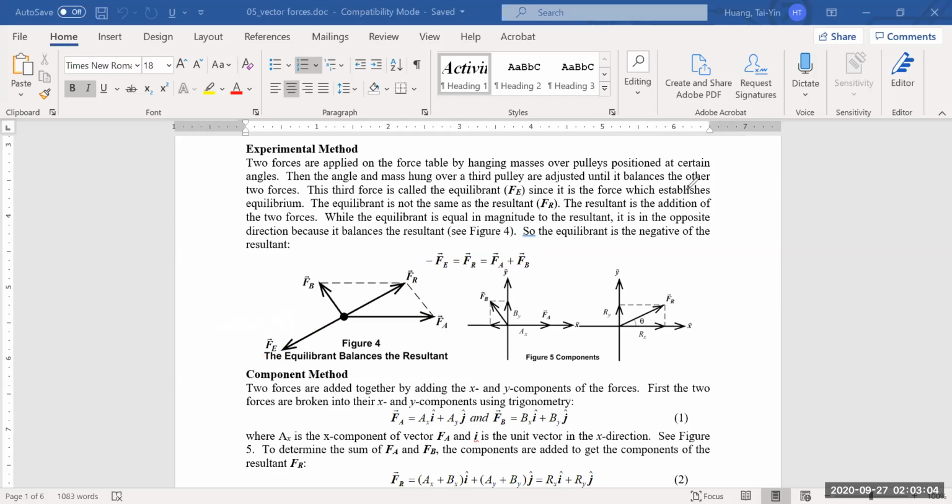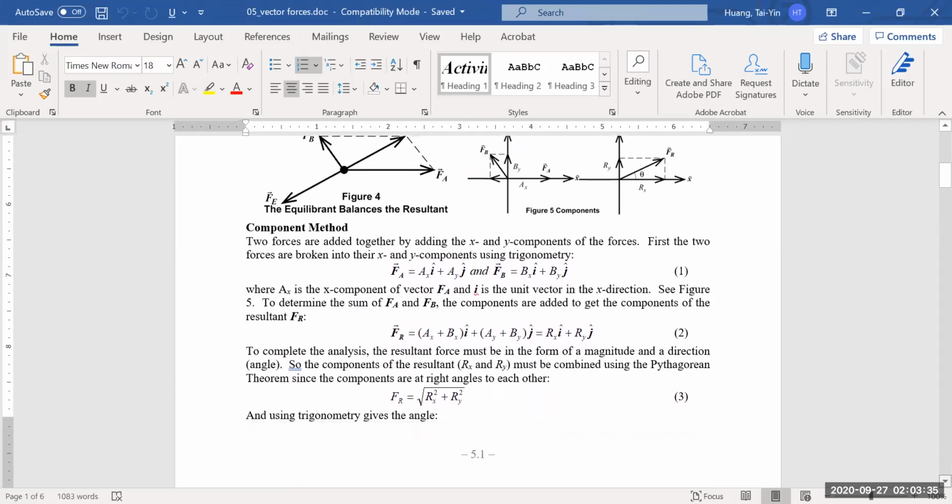So in other words, before you do anything, if you're given force A and force B, you can resolve the vectors into x and y components, and then find the resultant of A and B, and then change the sign of the resultant force. That will give you the components for the third force.